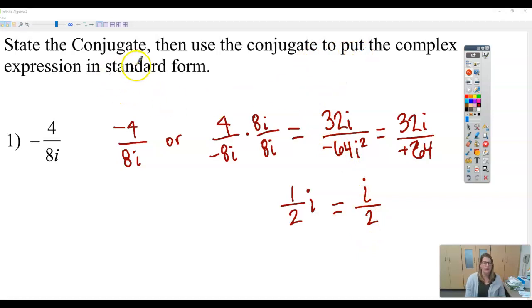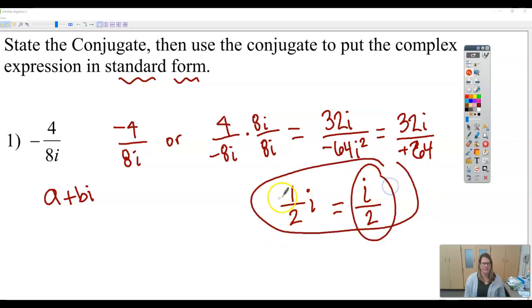Since we're going for standard form, technically you put the real part in front of the imaginary part. So usually a complex number is a plus bi. In this one, our a would be 0, and then we would have 1/2 times i. So either one of these would be perfectly fine. Choose one. It doesn't matter, whichever one's more comfortable to you. Okay? So let's go ahead and try another example.